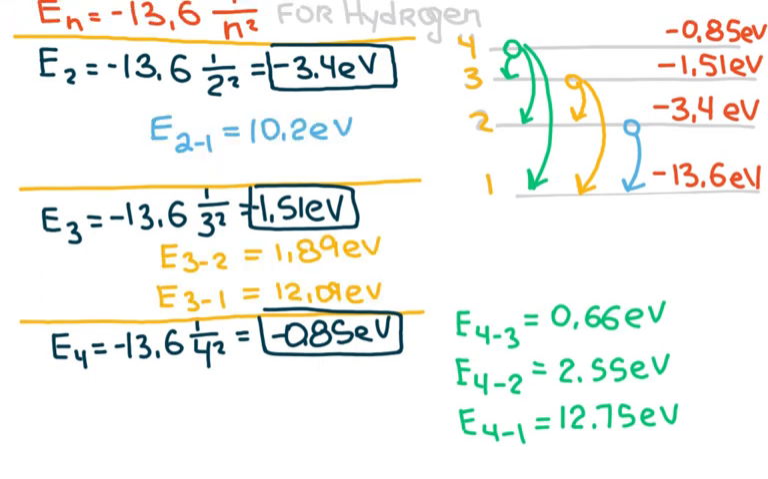Here I wrote the energies for jumping between the 3rd and the 1st, the 3rd and the 2nd, and the second and the first levels.